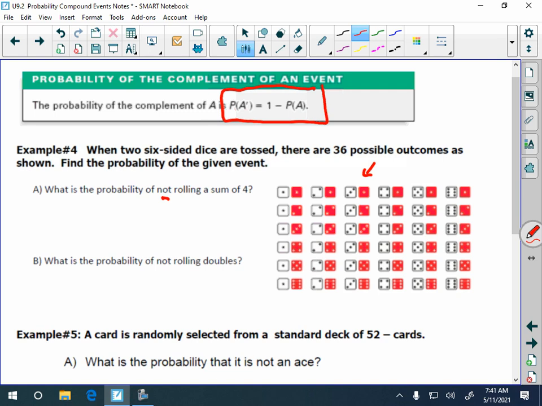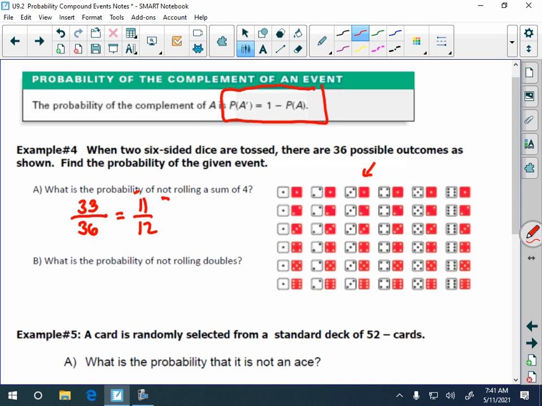Okay? So if we take the total number of choices, 100%, 36 combinations, and subtract off the 3 combinations of rolling a 4, and divide it by the total. Right? So there's 3 ways of rolling a 4. Well, we don't want those 3, so we're going to subtract those off of 36. So now we can see there's 33 ways to roll something other than a 4. And then we can simplify this down. All right, so 11 out of 12.